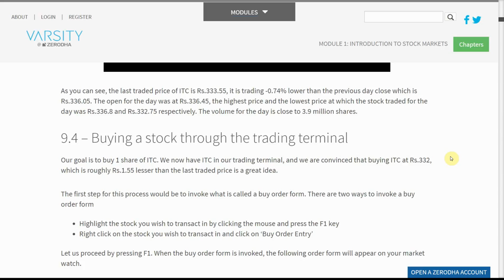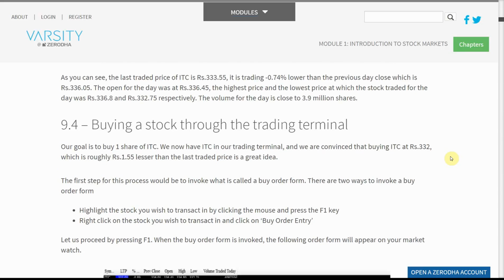9.4 Buying a stock through the trading terminal. Our goal is to buy 1 share of ITC. We now have ITC in our trading terminal, and we are convinced that buying ITC at 332 rupees, which is roughly 1 rupee and 55 paise lesser than the last traded price, is a great idea.